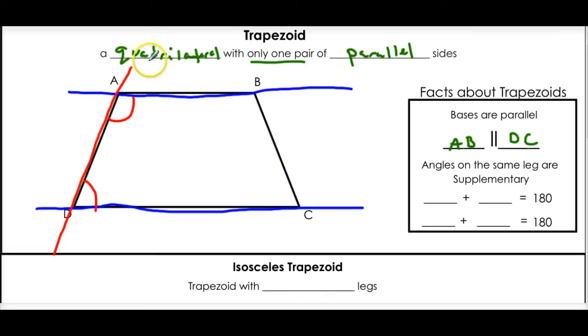So since AD is the transversal here, it's the leg, we know that angle A is supplementary to angle D. A and D are supplementary angles. Similarly, if you look right here, BC also makes a transversal. So these two are also same side interior, so angle B and angle C are supplementary. And that's your little facts about trapezoids.